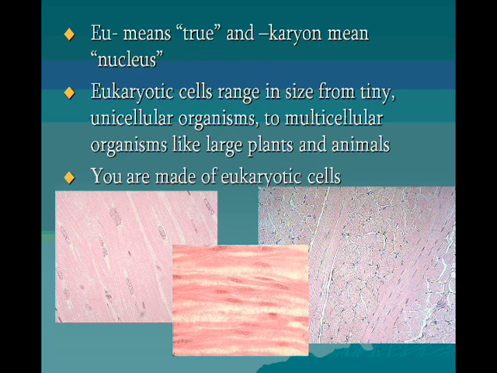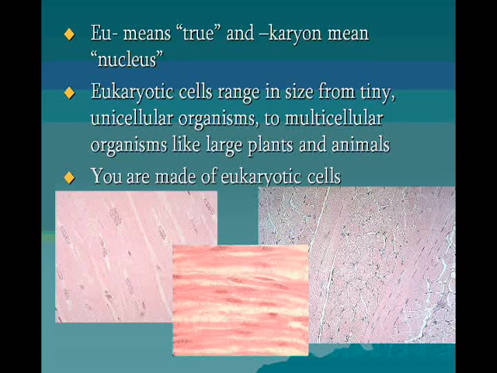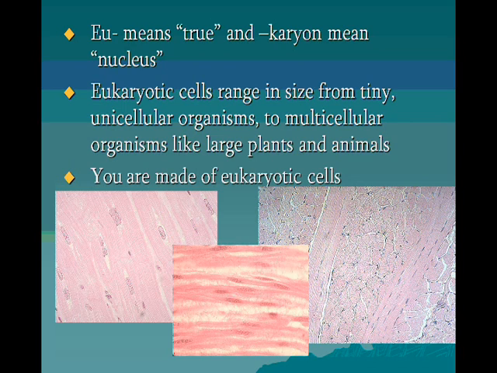The other type of cell, eukaryotic cells mean true. Eu means true, and karyon means nucleus. So eukaryotic means a true nucleus. Eukaryotic cells can range in size from very tiny. They can be eukaryotic unicellular organisms like amoebas, or they can work together, many eukaryotic cells can, to make large plants and animals. You're made of eukaryotic cells. Anything that has more than one cell is made of eukaryotic cells. And these are some slides of different types of muscle, and you can even see the little nucleus in most of these cells.